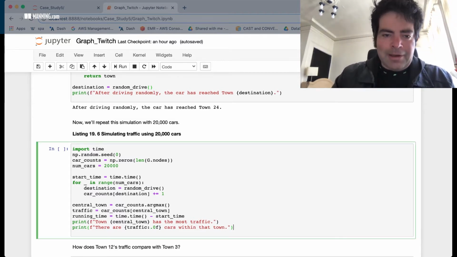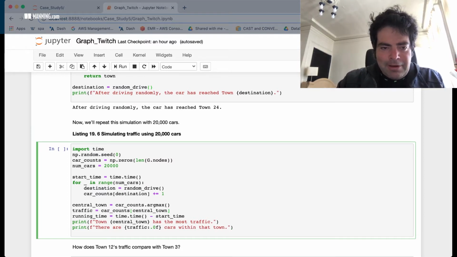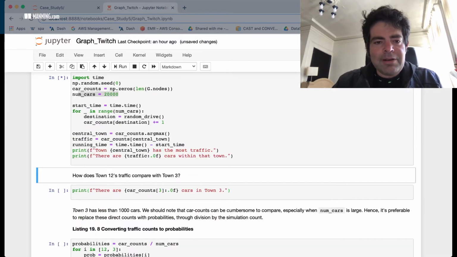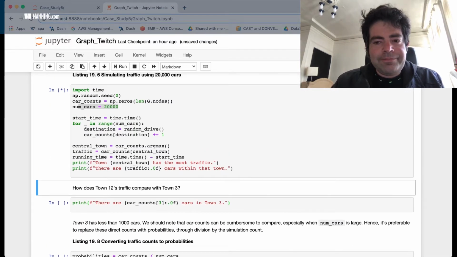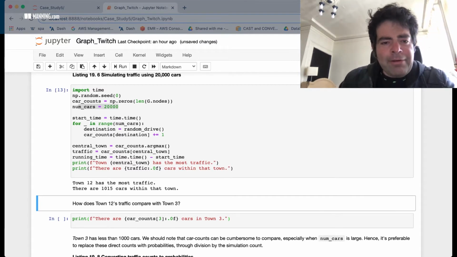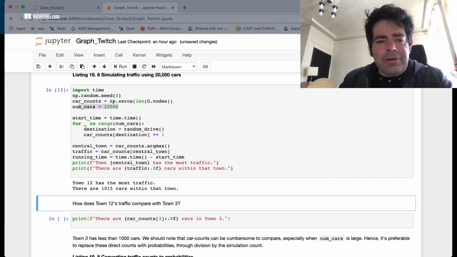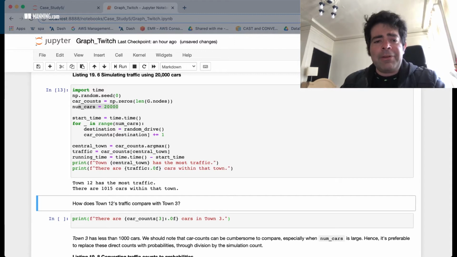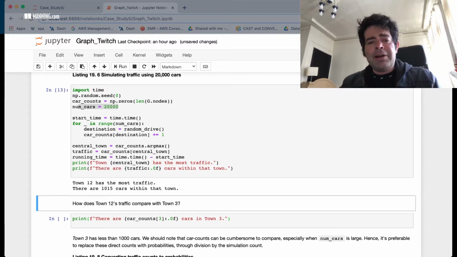So let's run this random simulation across 20,000 cars. So this is running. Here we go. We learn after our simulation that town 12 has the most cars. It has over 1,000 cars that randomly wind up in the town.